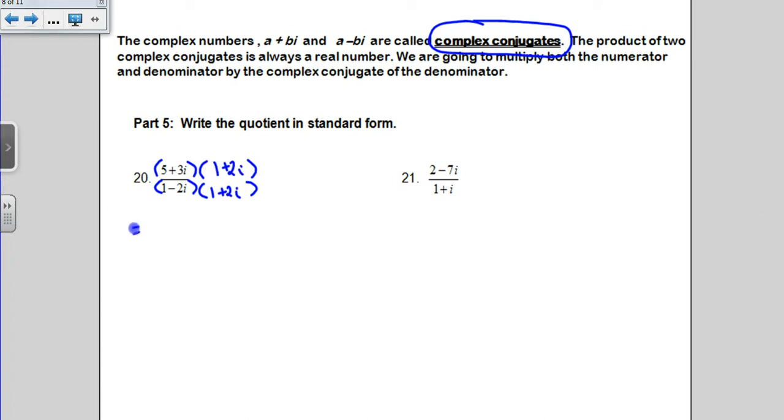Now, for your numerator, it's just a big ugly FOIL problem. So 5 times 1 gives us a 5. 5 times 2i is a 10i.